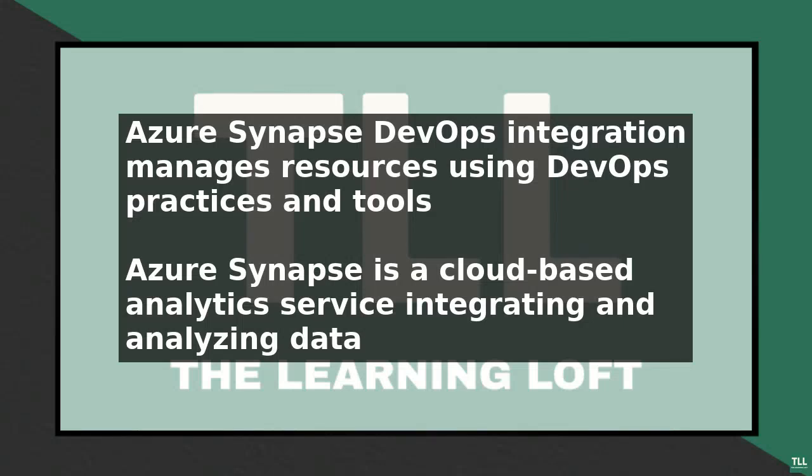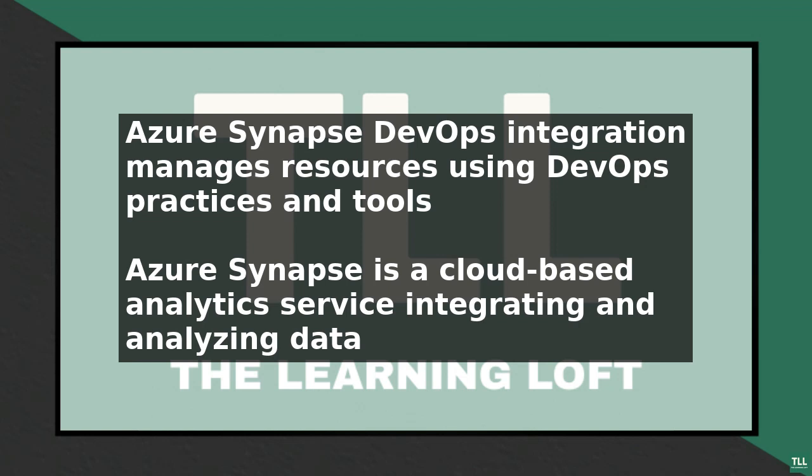Azure Synapse DevOps integration is a process that enables developers to manage and deploy Azure Synapse Analytics resources using DevOps practices. To get started, it is essential to understand the basics of Azure Synapse and DevOps. Azure Synapse is a cloud-based analytics service that allows users to integrate and analyze data from various sources, while DevOps is a set of practices that combines software development and operations to improve the speed and quality of software releases.